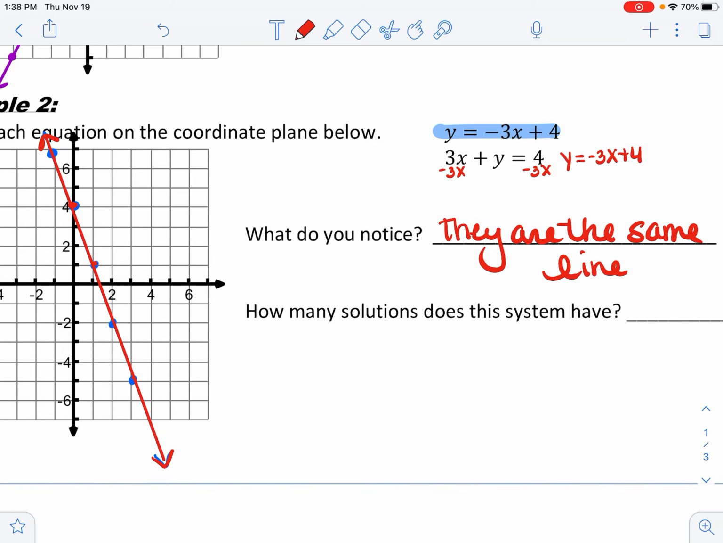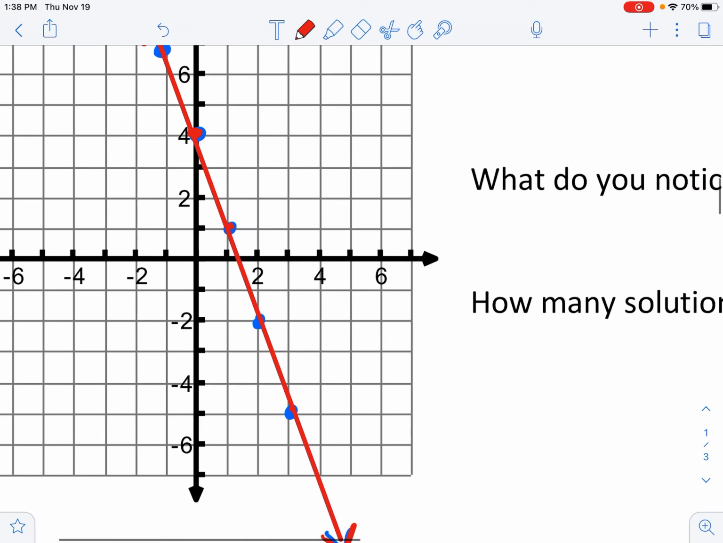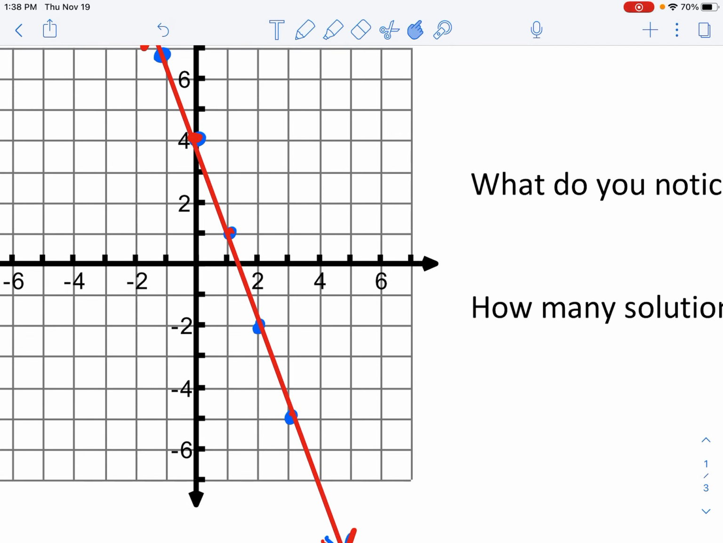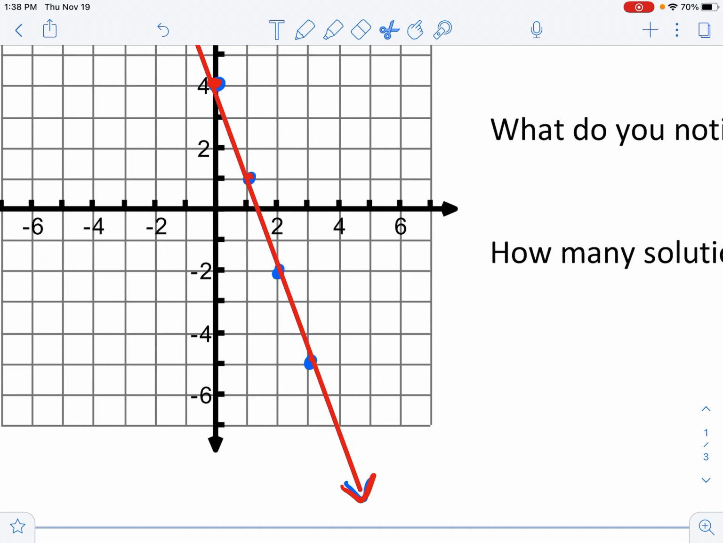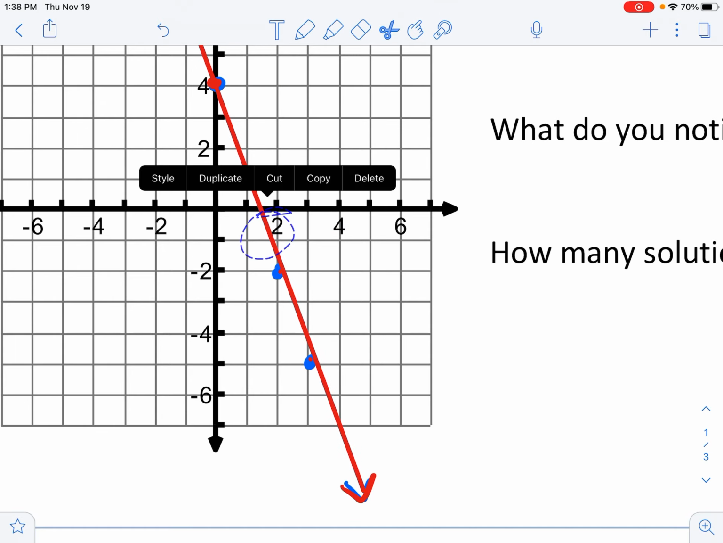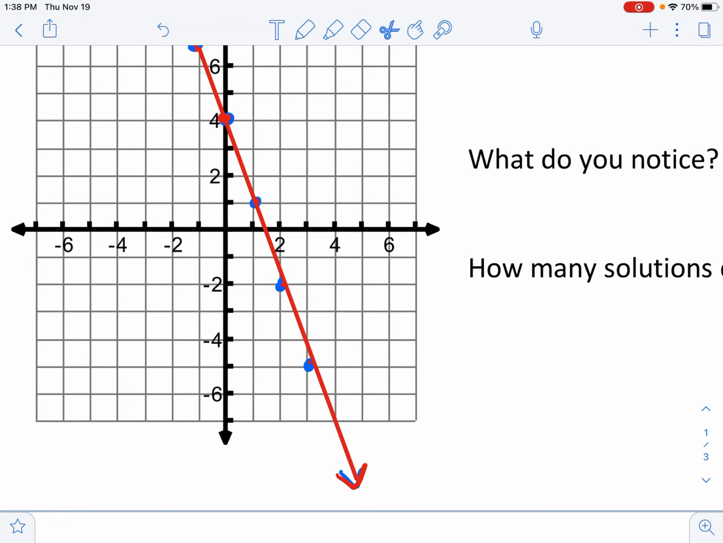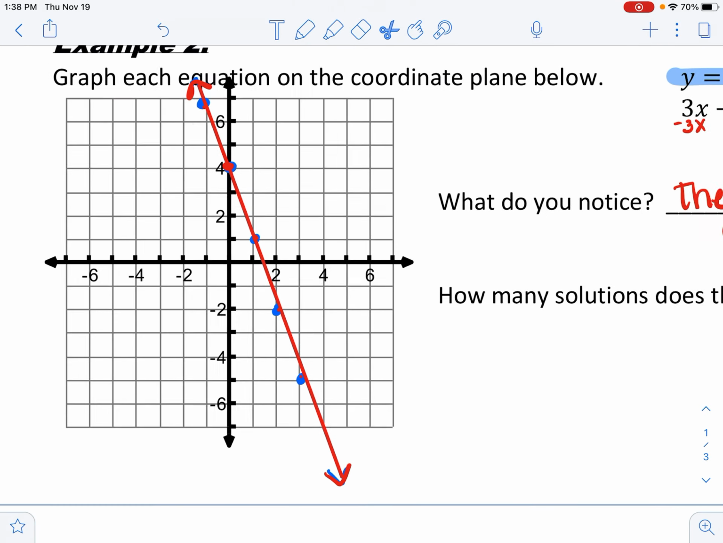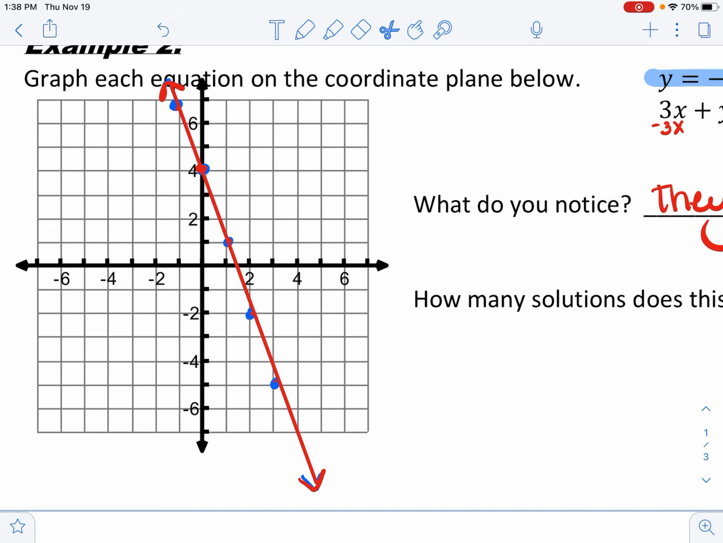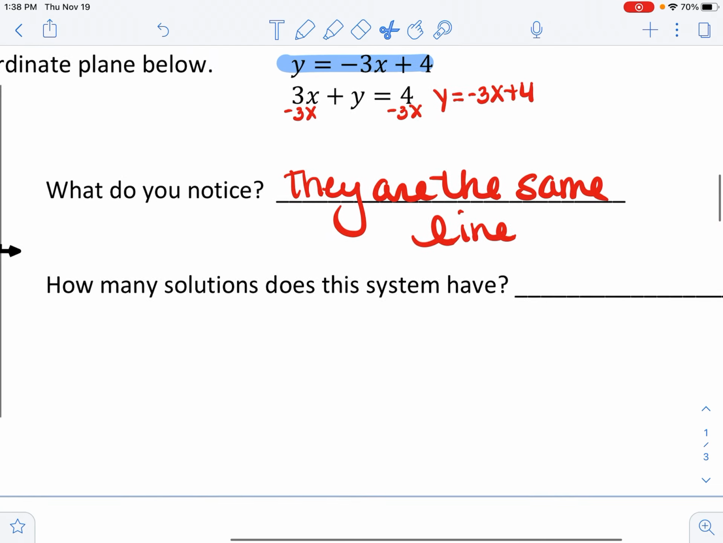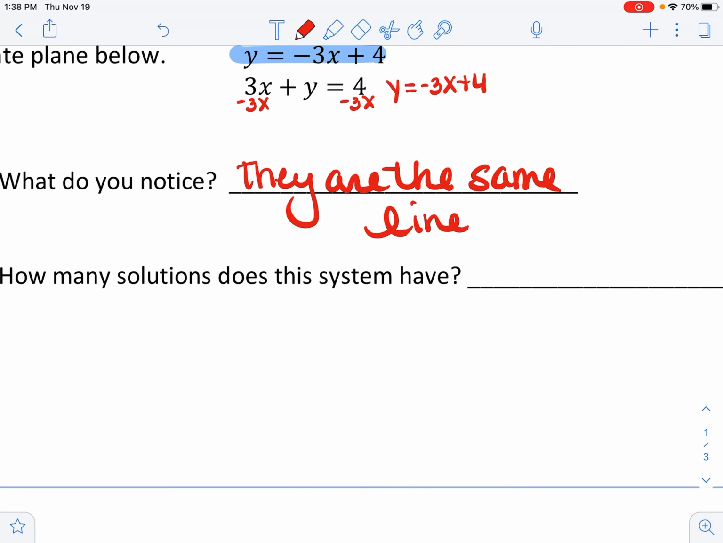Same line. How many solutions does this have? So this blue line that I drew, which you could hardly see, I wonder if I could pick it up and move it. Oh, but my blue line disappeared when I drew over it, because they're so on top of each other. But my blue line and my red line, if I ask you where they intersect, everywhere. So if I ask you what's the solution, there are tons of solutions. It's every point on the line.